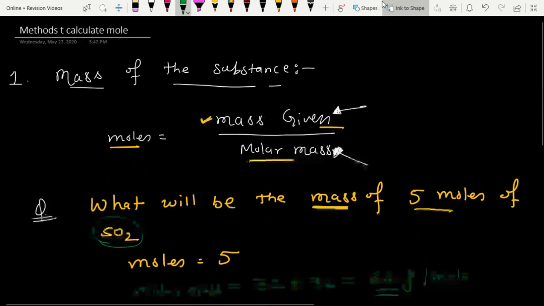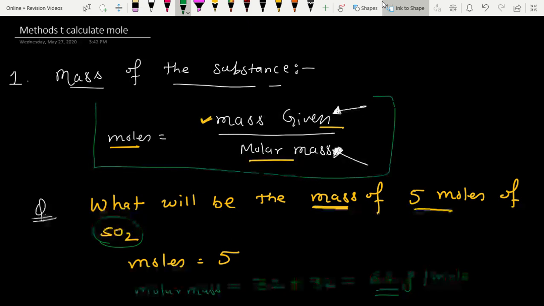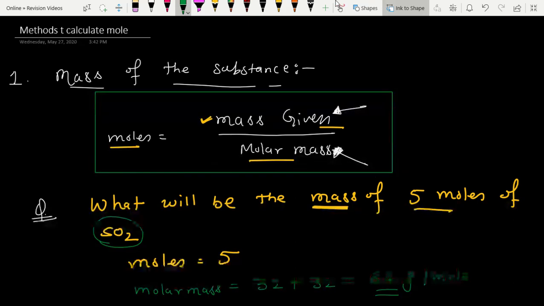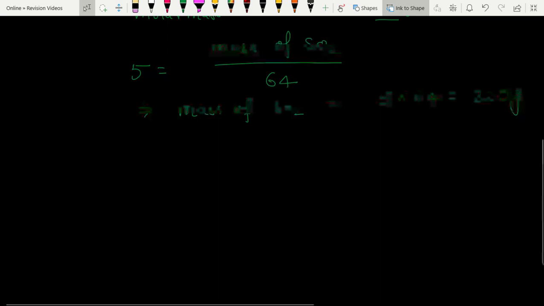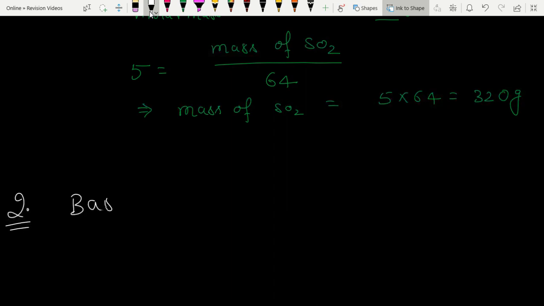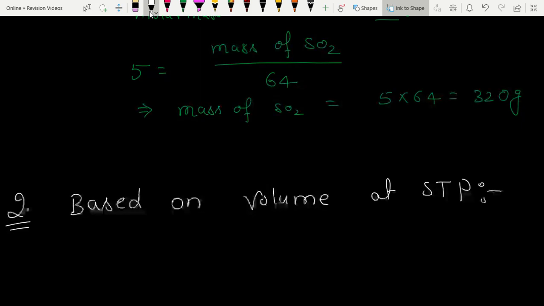Now they can give you data in different formats, but they'll ask you to calculate moles. The first data is the mass of the substance, based on which you can calculate the number of moles. The second method is based on the volume of the substance at STP. Although we can calculate based on volume at any temperature using the ideal gas equation, this formula is valid only for gases at STP. We cannot use this formula for liquids or any other substances.